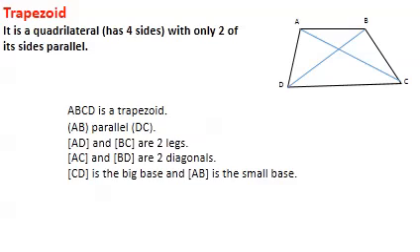We have AB parallel to DC. We can say that AD and BC are the two legs. AC and BD are the two diagonals. CD is the big base and AB is the small base.